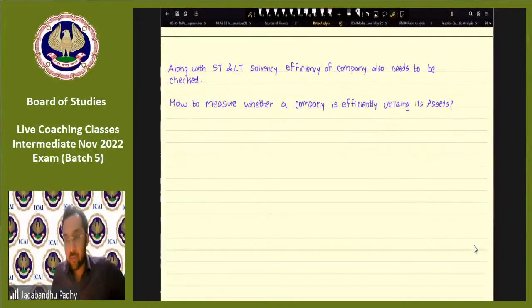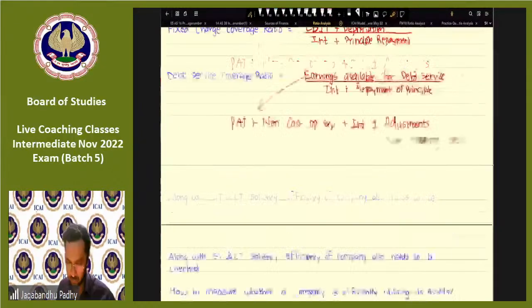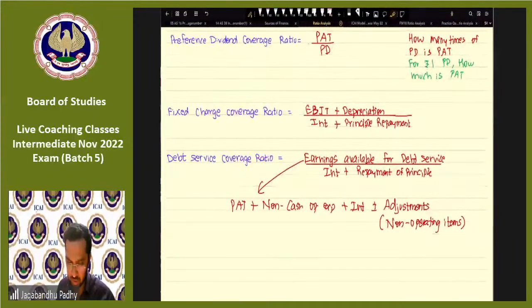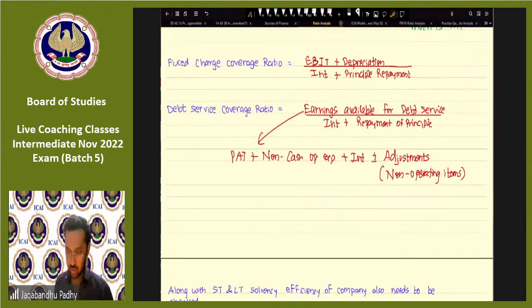Okay, guys, welcome back after the break. So Hiral is asking why in the numerator and denominator both interest is taken for debt service coverage ratio. The interest is just added back, Hiral.